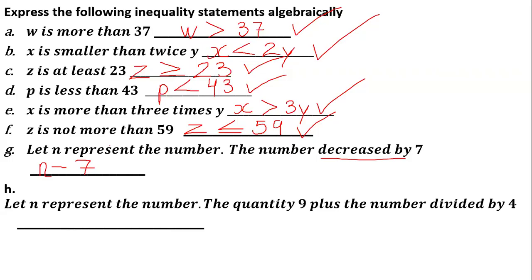Read the question for me, please. Let n represent the quantity 9 plus the number divided by 4. Good. Go ahead, Amaya. How do you think you're going to get it? 9 plus n over 4. 9 plus n over 4.